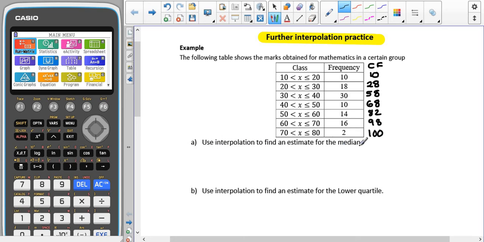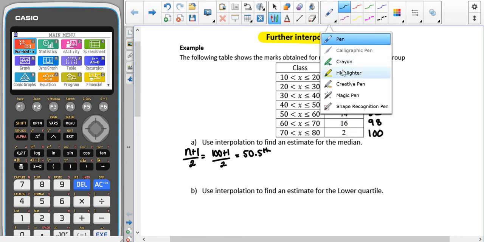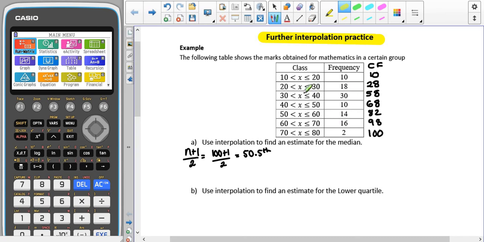So remember, when we're finding the median, we need to do n plus 1 divided by 2. So in this case, that's going to be 100 plus 1 divided by 2, which gives us 50.5th piece of data. So then we're looking at our intervals and we're trying to find the one that has the 50.5th piece of data.